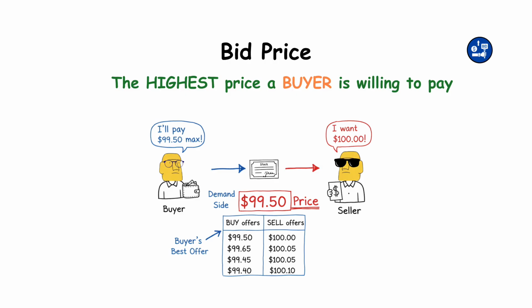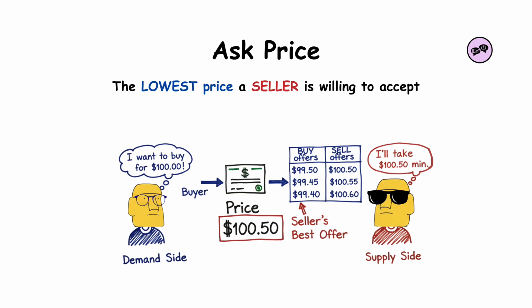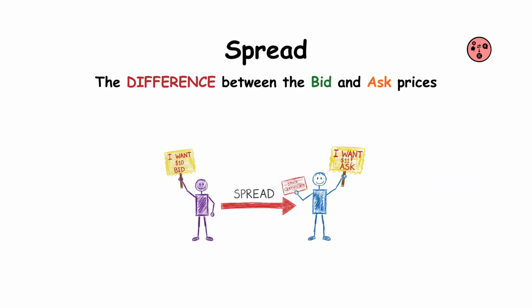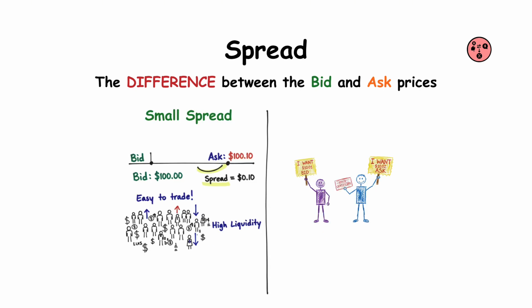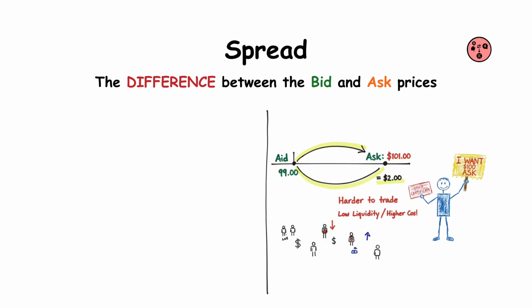Bid price. Bid price is the highest price a buyer will pay. Ask price. Ask price is the lowest price a seller will accept. Spread. Spread is the difference between the bid and ask prices. A small spread means the stock trades easily with many buyers and sellers. A large spread means fewer trades and higher costs to enter or exit.